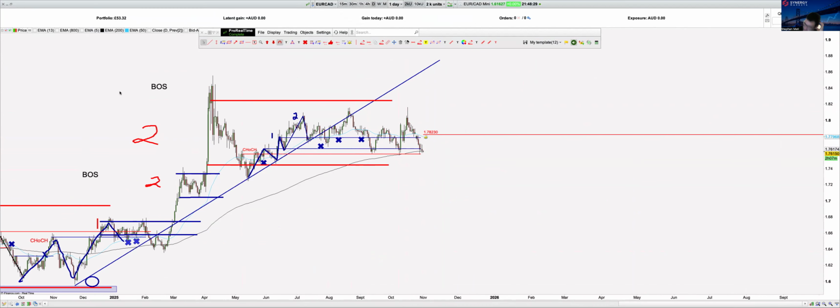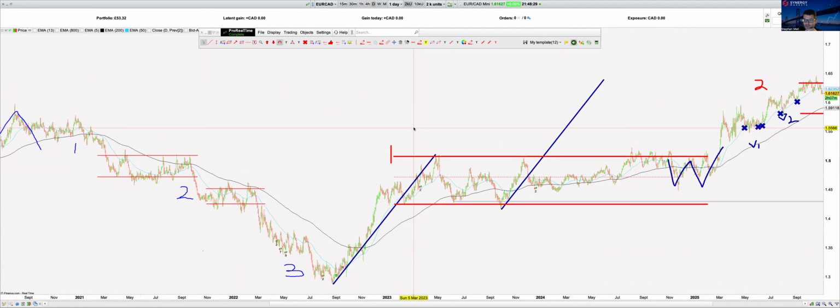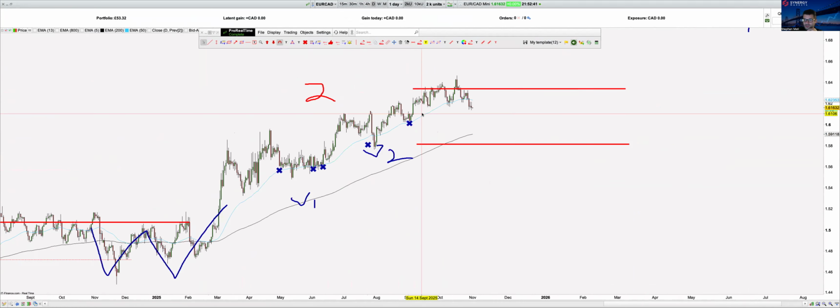What have we got? EuroCAD. That's another good one. EuroCAD, spoken about it in the past few videos. I think it's completing the top of the first cycle, second cycle. I think this can come a lot lower. So I'm just going to pass on that for now. Different dynamic to AUD CAD.